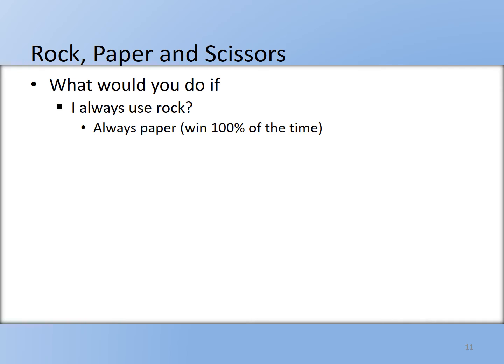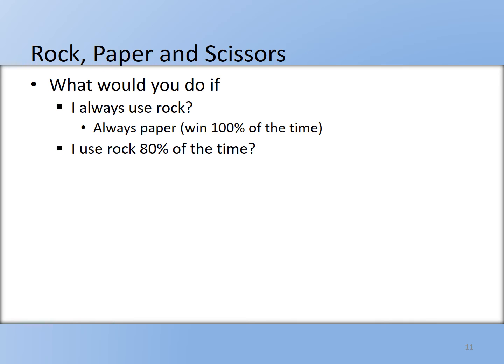Let me give you a more complicated case. What if I use rock 80% of the time? What will you do? Should you use paper 80% of the time? No. What should you do? Now remember, you don't actually know when I'm going to use rock, right? You only know that of all the rounds we play, 80% of the rounds, I will use rock. How do you maximize your chance of winning?